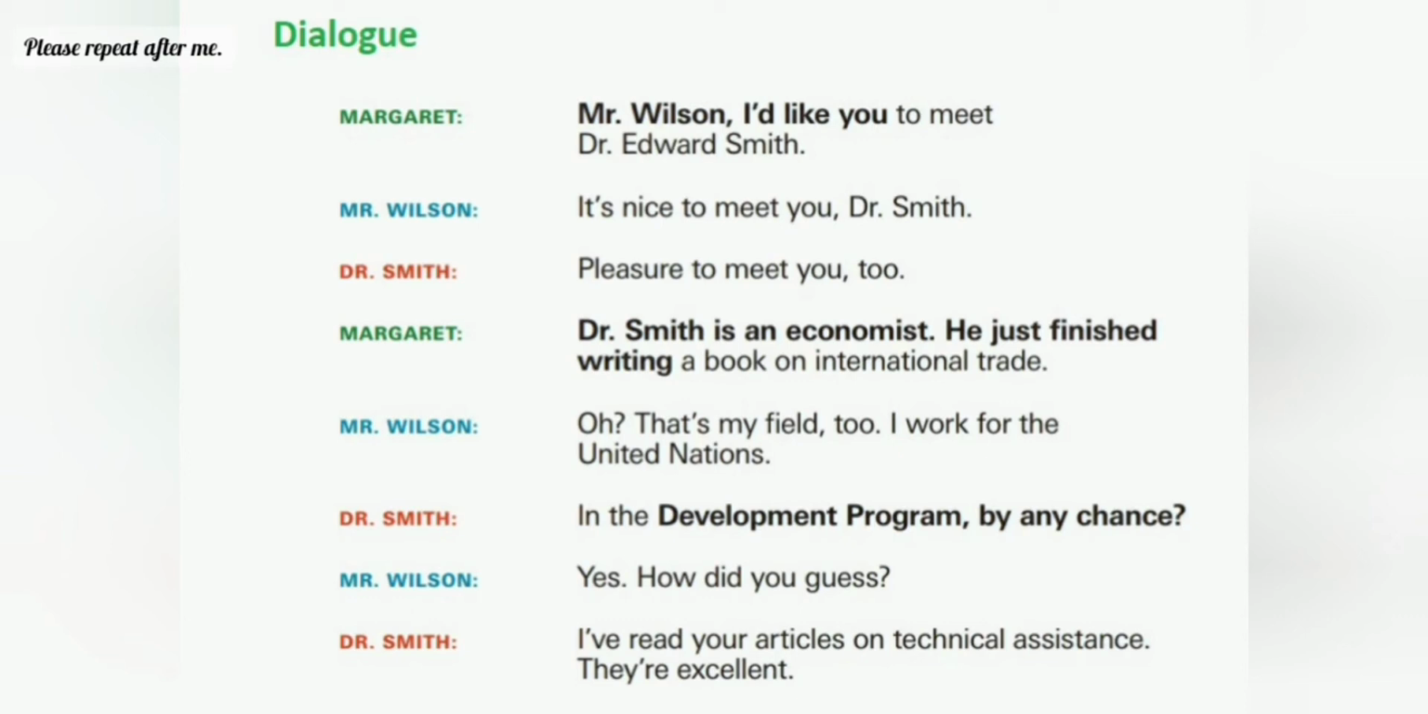Okay. Now, let us practice. Let us read the dialogue alternately. Mr. Wilson, I'd like you to meet Dr. Edward Smith. Pleasure to meet you, too. Oh, that's my field too. I work for the United Nations. Yes. How did you guess?